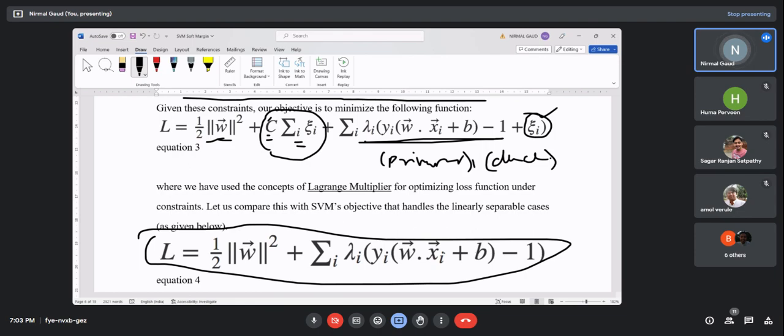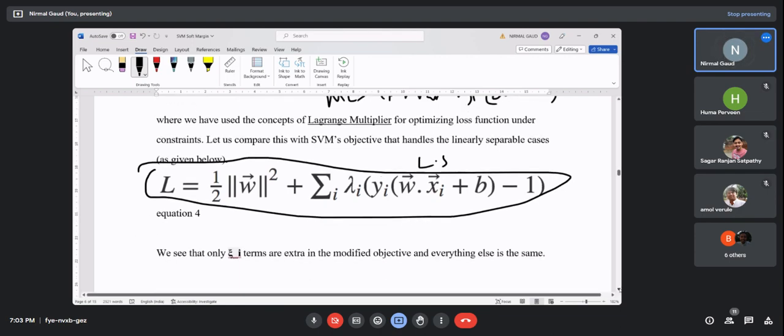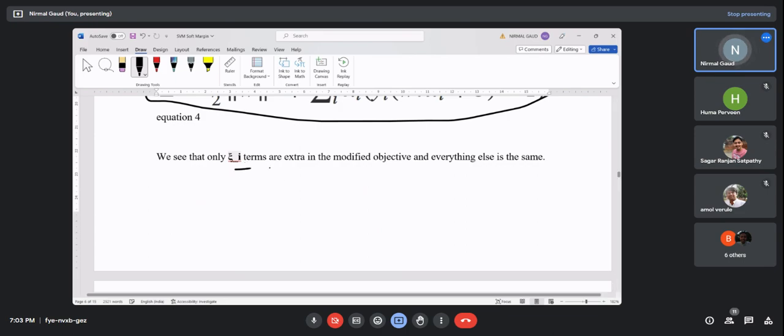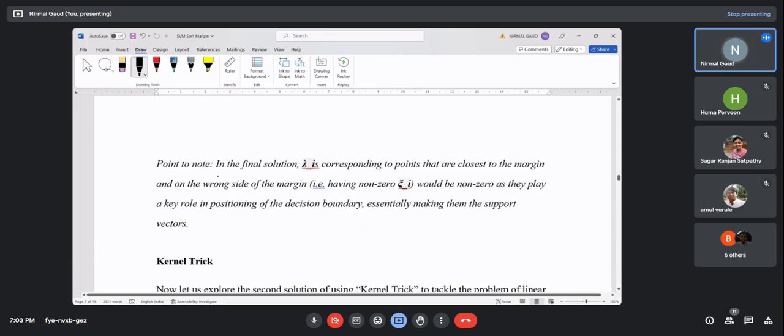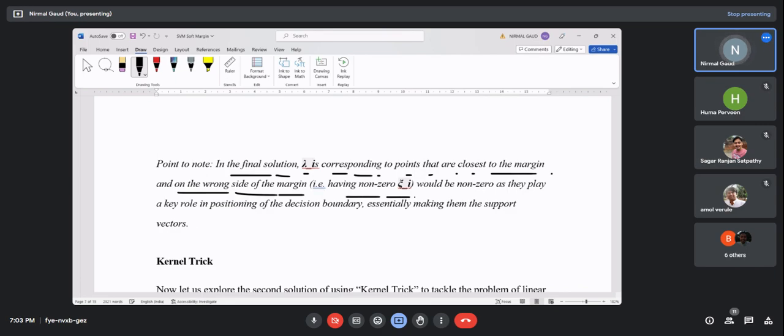Okay, so this is linearly separable, and this is non-linearly separable equations. Now what can be done ahead? We can see the ei terms are extra in the modified objective, and everything else is the same. Yes, we very well know about this thing. So the point to be noted: in the final solution, lambda is non-zero for points that are closest to the margin and on the wrong side of the margin, that is, having non-zero slack, as they play a key role. There are many things they have written.